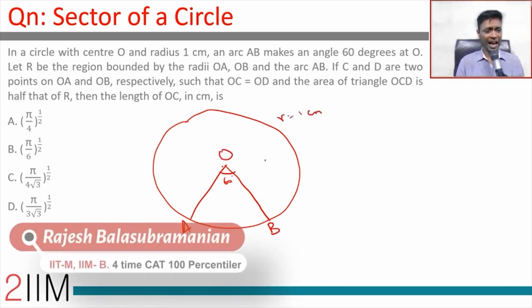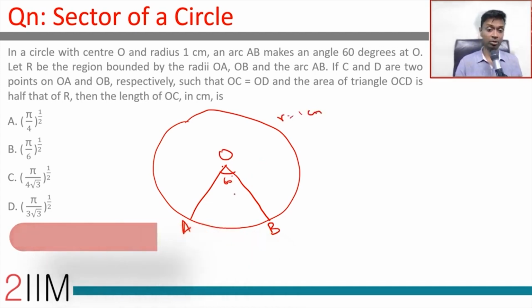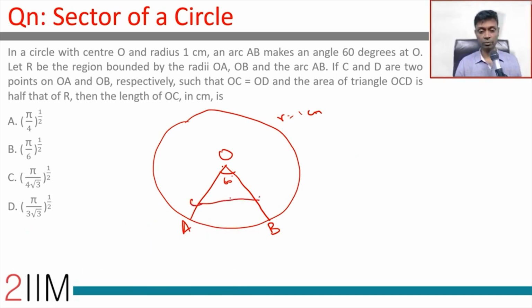What have we got? Let R be the region bound by the radii OA, OB and the arc AB. So the sector is R. If C and D are 2 points on OA and OB, such that OC is equal to OD. Wonderful. So OC, OD, these two are equal. So it's an equilateral triangle OCD.